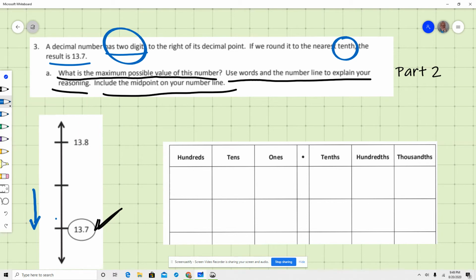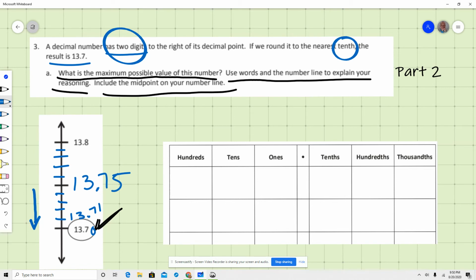So if you look at this, this is going to be 13.71. Why? Because there's a 0 right here. This is going to be 13.72. This is going to be 13.73. This is going to be 13.74. And guess what? Here's the midpoint, 13.75. And then you have 13.76, 13.77, 13.78, and 13.79. And then you have 13.8.